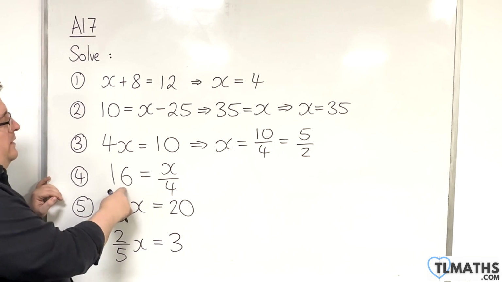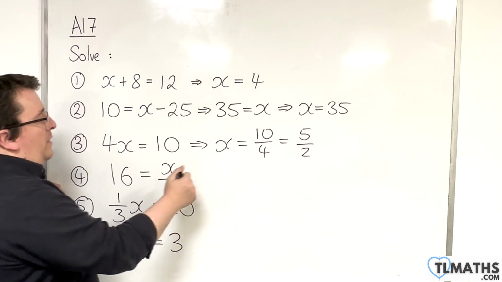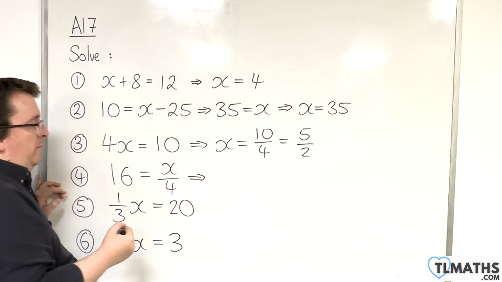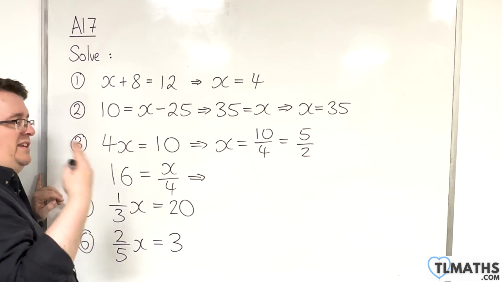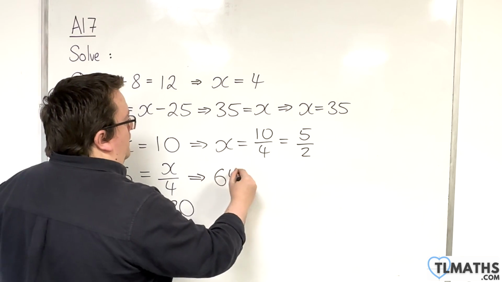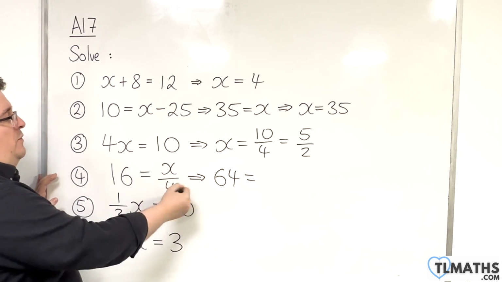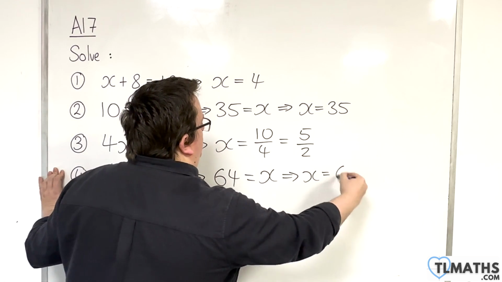Number 4, 16 equals x over 4. So x is being divided by 4. So I need to multiply both sides by 4. So 16 times 4, 16 times 2 is 32, double it again, 64. And we multiply the right-hand side by 4 to get x, so x is 64.